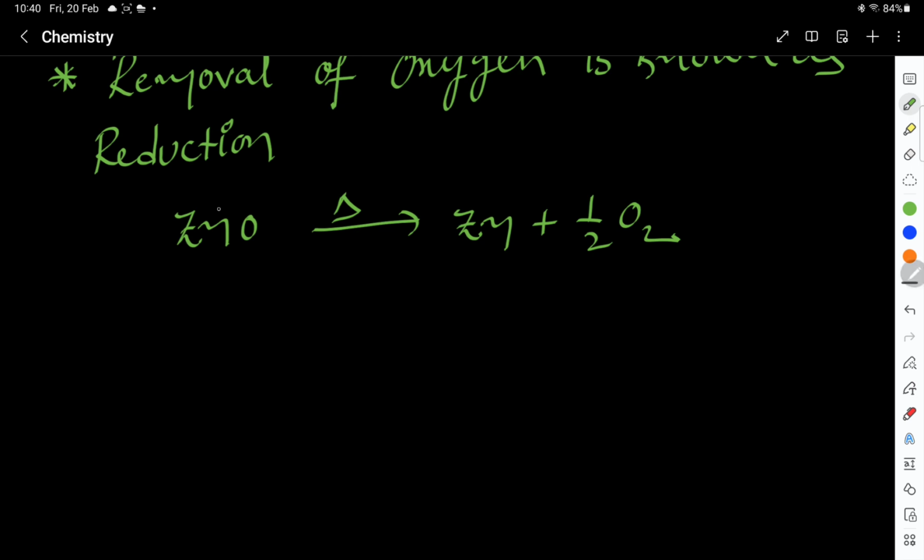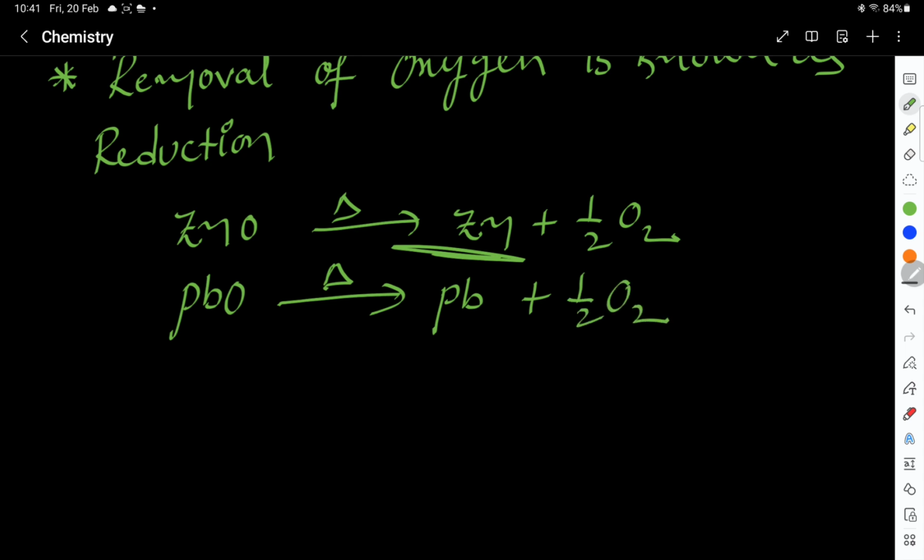Here who is undergoing reduction? Exactly, zinc. Similarly, if I take lead oxide, upon heating it converts to lead plus half O2. This is a reduction process, a removal of oxygen. Is there any other definition for reduction that gives an overview impression? That is what we are waiting for.